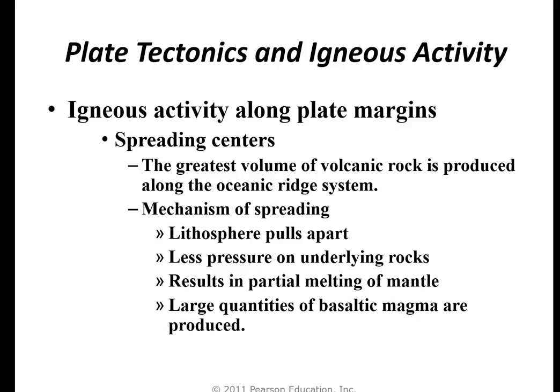Now we can talk about igneous activity along plate margins. You have spreading centers, which produce the greatest volume of volcanic rock along the oceanic ridge. And there's a mechanism for spreading this rock. The lithosphere pulls apart. Less pressure on the underlying rocks results in a partial melting of the mantle, and large quantities of basaltic magma are produced.